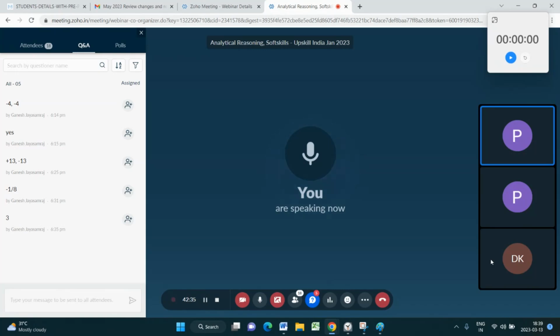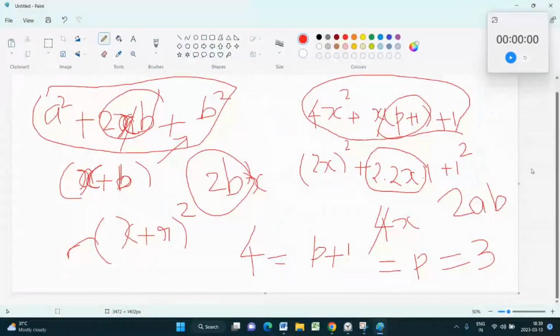Any doubts, students? Any doubts on this? How this 2AB is equated to the middle value of this, x into (b plus 1). They are converting this into (a plus b) whole square. Then the 2AB and the coefficient of x are equated. Any doubts?